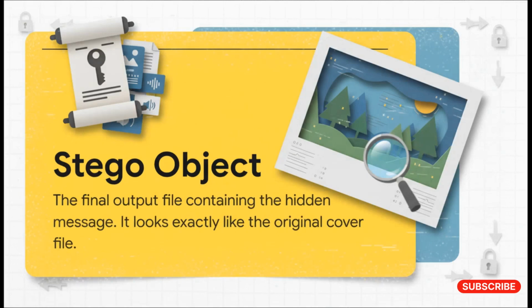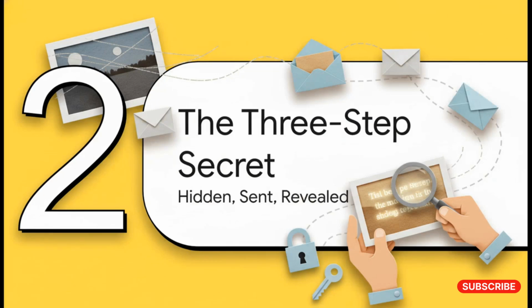And finally, when you put it all together, the cover medium, the secret message, and the Stego Key, what you get is the Stego Object. This is your final product, and to anyone else, it looks exactly like the original file. A photo is still just a photo, but secretly, it's now a carrier for your hidden data, all set to be sent.